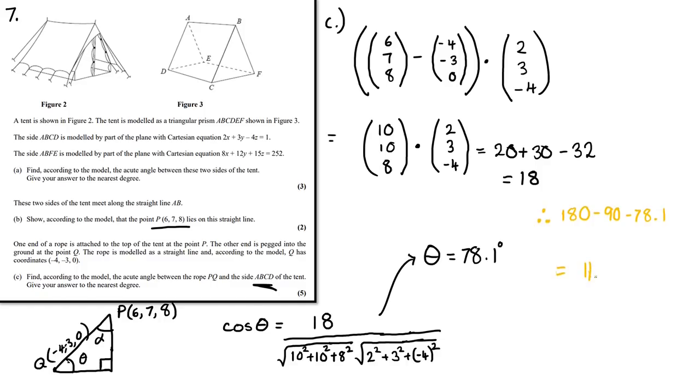So make sure I've got this on my calculator. 11.9 degrees. But we want to give our answer to the nearest degree. So therefore, the acute angle is going to be 12 degrees. So the acute angle between the rope PQ and the side ABCD of the tent is 12 degrees. So let's just write that there. Acute angle between PQ and ABCD. Okay, and there we have it.